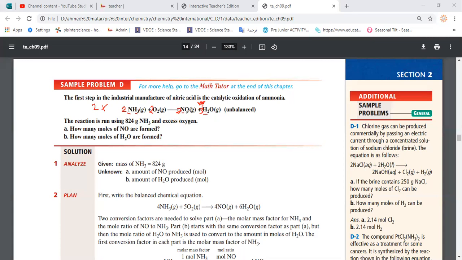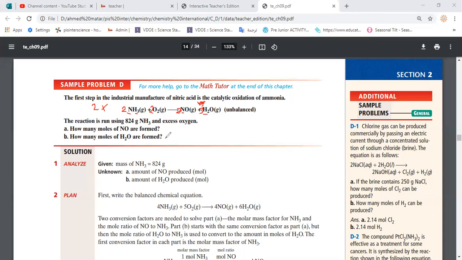So here we have 2, and that's okay, ready. So they are balanced. Is this hard? No. Any hard question? No. So, like this, that's how we could balance a chemical equation. Let's check that they are equal.